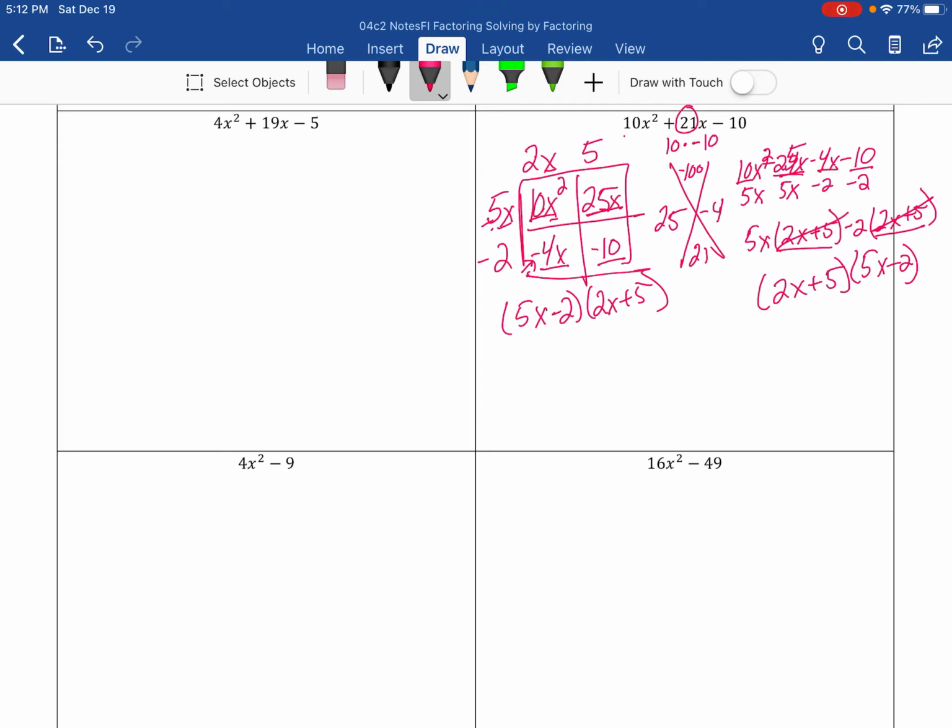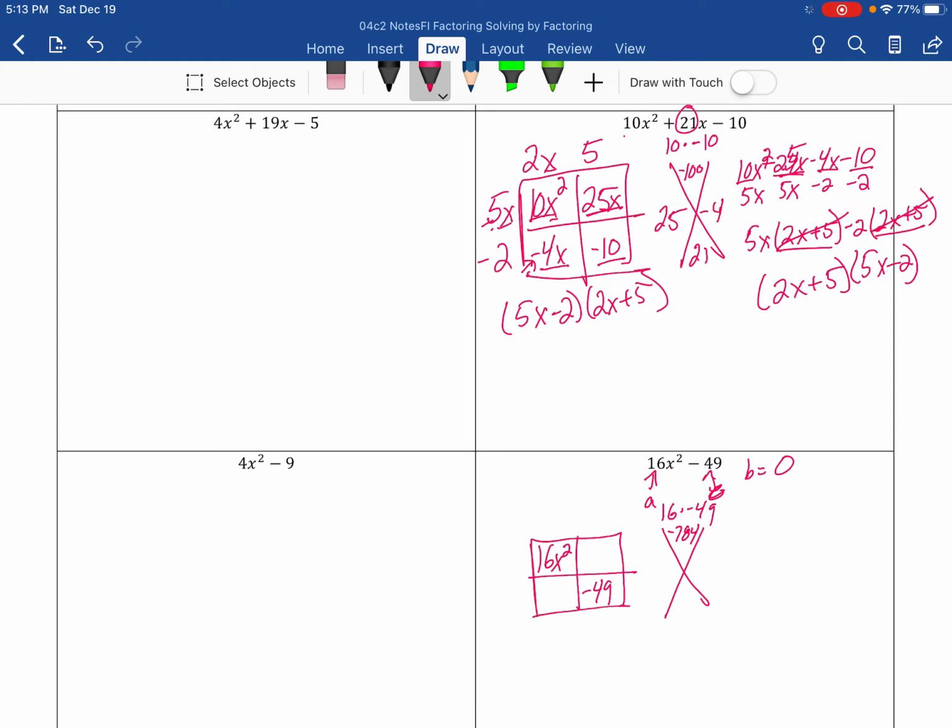I'm going to do one of these down here. So again, just be really careful. This is A, this is C. In this case, my B value is equal to 0. So if you were doing a box like this and you have your 16x squared and your negative 49, you're looking for two numbers that multiply to be 16 times negative 49, which is some horrible number, which is negative 784.